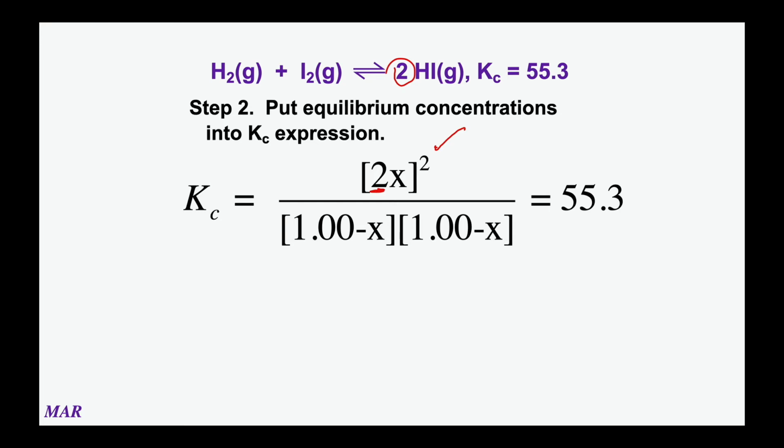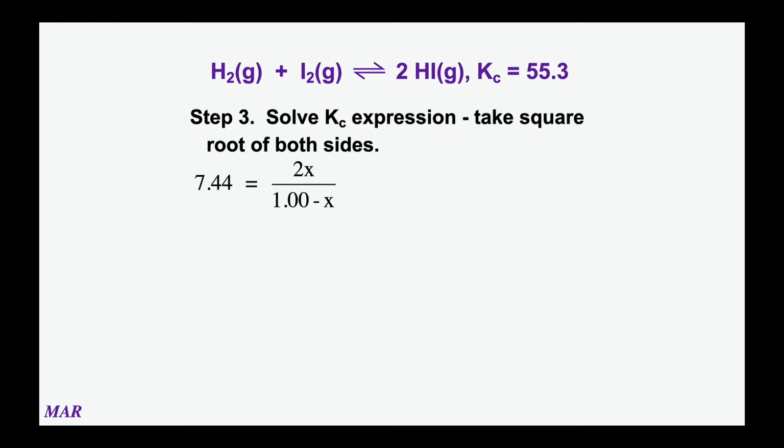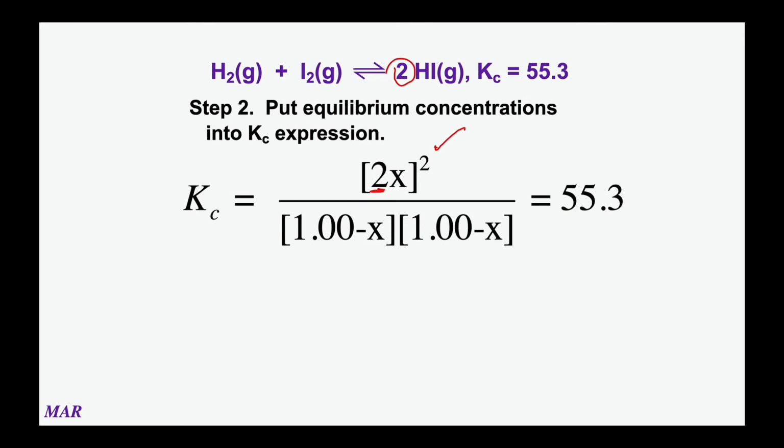But anyway, I'm going to assume at this point that you don't have the solve button, and that's totally cool. In this kind of problem, what I would do is take the square root of both sides. Let me show that old equation one more time. Notice that it's 2x quantity squared and 1 minus x quantity squared. So if I rewrite that, it would be (2x)² divided by (1 minus x)² equals 55.3.